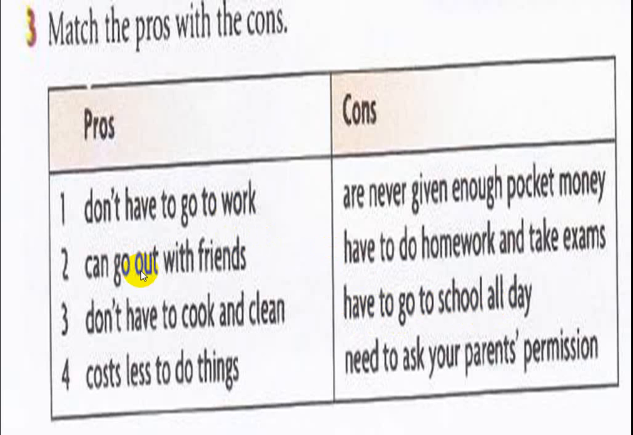Number two, the pros can go out with friends. The cons is need to ask your parents' permission. Number three, don't have to cook and clean. It is a pros. The cons of don't have to cook and clean is have to do homework and take exams.